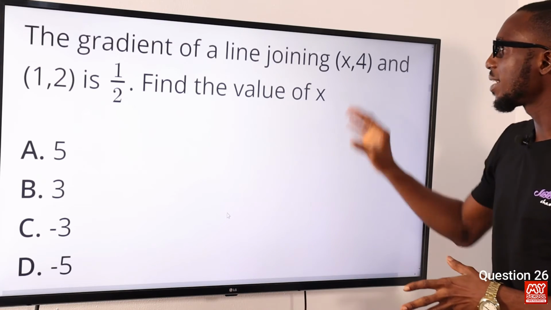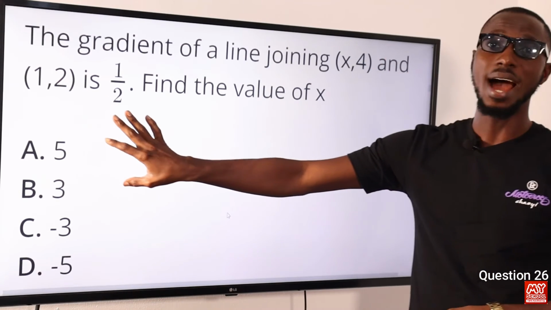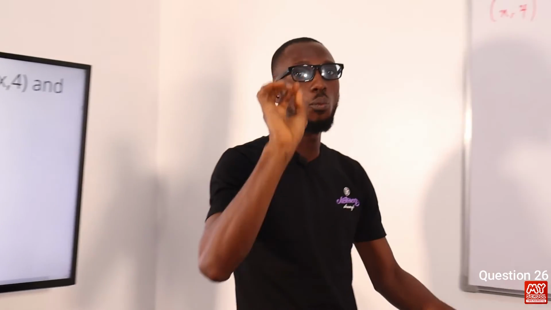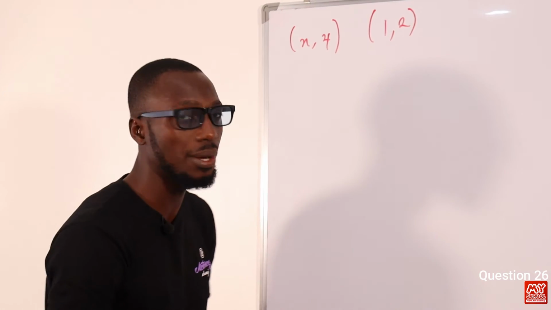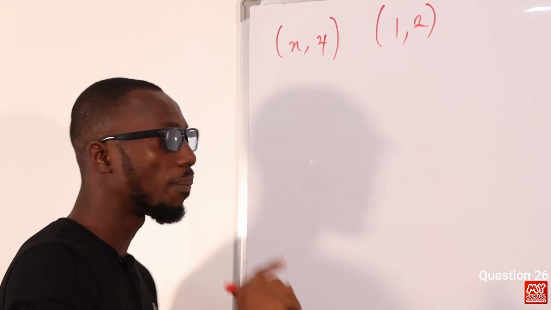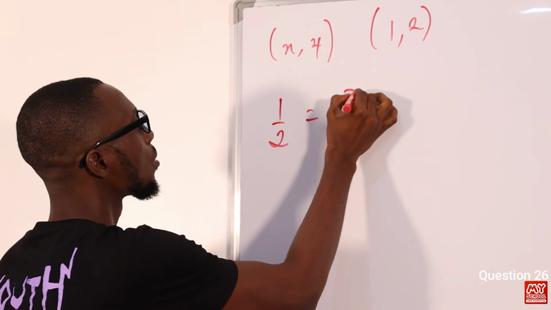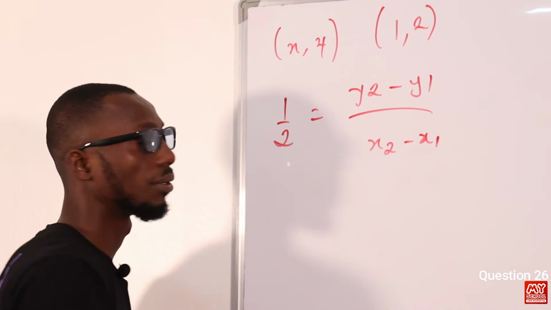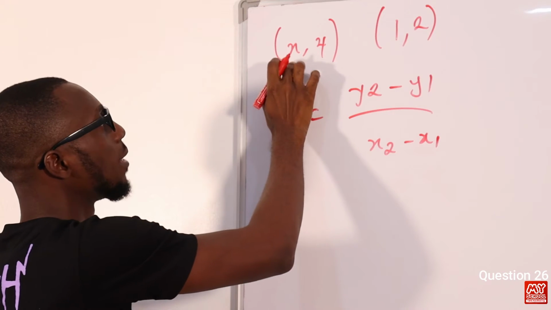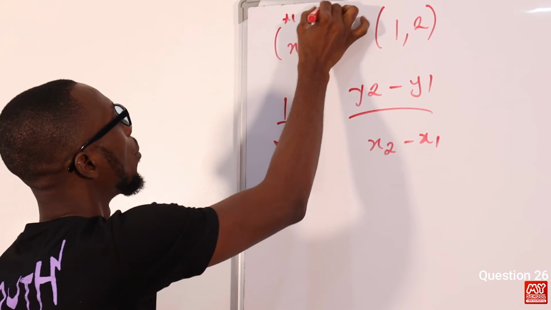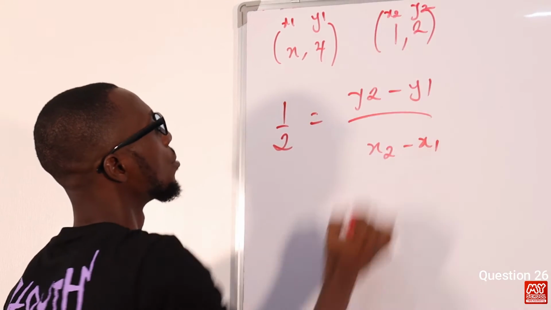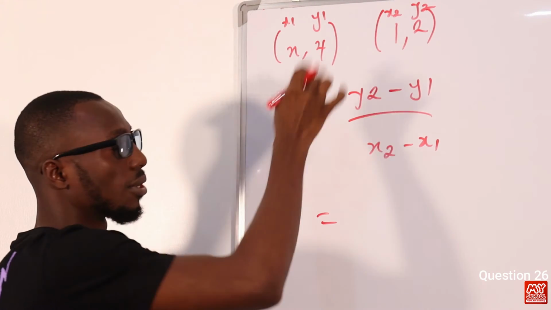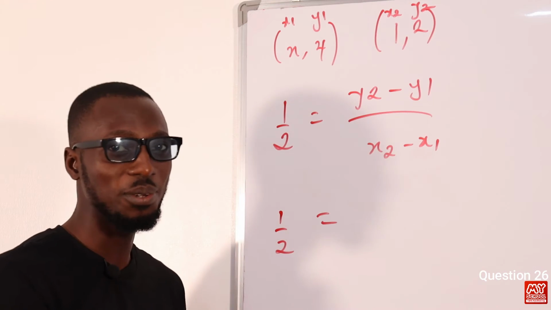The gradient of a line joining this point and this point is half, 1/2. Find the value of x. Remember, gradient or slope equals y2 minus y1 over x2 minus x1. In this case, we are given the slope as 1/2, or the gradient as 1/2 equals y2 minus y1 over x2 minus x1. All right, so we are asked to find the value of x. So this is x1, y1, x2, y2. So let's slot in these values, okay? Or we can, whichever way, that's okay. I was thinking we should just cross multiply. At any junction we do it, we are still correct.